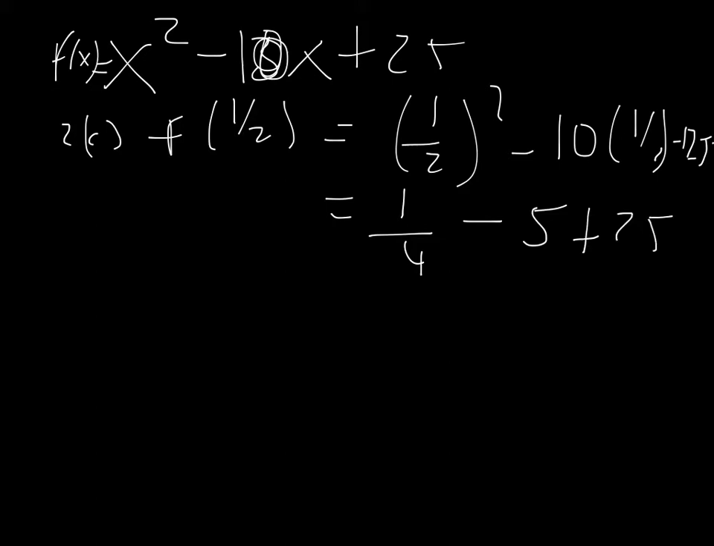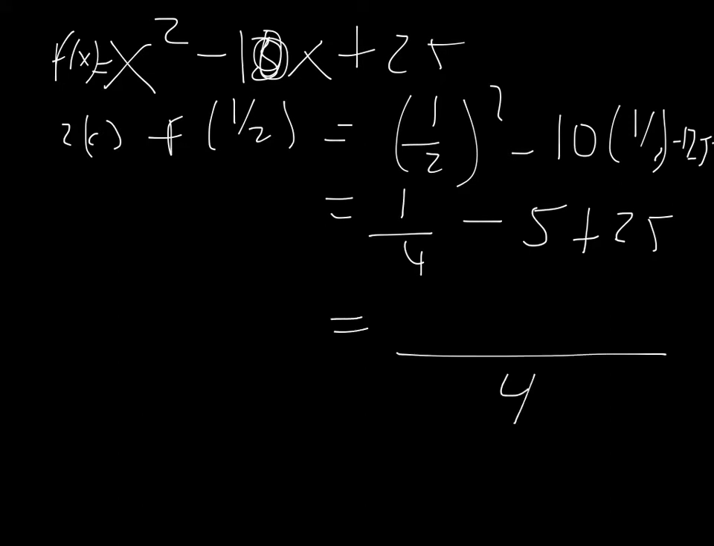Plus 25. So now I have this. This is a bit easier to do, but I'm going to pretend the fractions aren't that easy. You could work this out. A quarter minus 5, so you'd have minus 5 plus 25 is plus 20. Subtract a quarter, get you 19.75 or 19 3/4. But let's pretend it was a fraction that was harder to do.